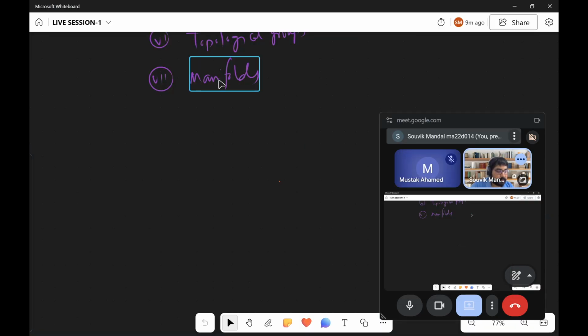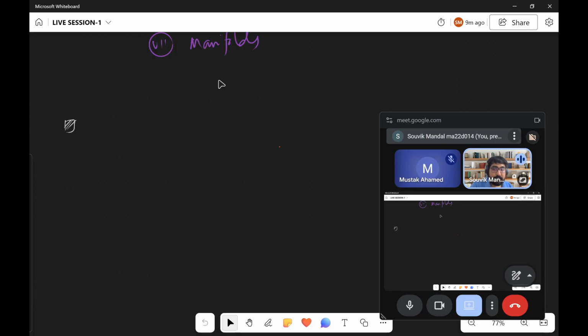So let me start from the basics. We shall start from compactness. From today onwards, first let's take something called compactness. Mustaq, I hope you have gone through the metric space course, and there you have seen something called compactness. Not only that, in the course of real analysis there is also something called compactness, right? And hopefully you have gone through that.